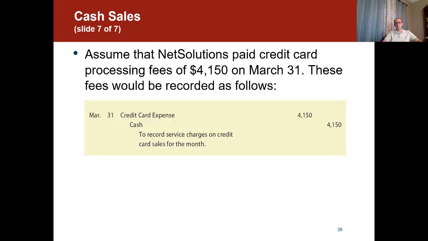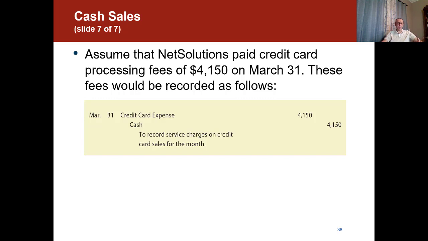Assume that Net Solutions paid credit card processing fees of $4,150 on March 31st. And again, this is not just for the previous credit card transaction. Let's say that we have a bunch of credit card transactions, and these are the fees that we have to pay to the bank for the credit card processing. So these fees would be recorded using the following entry, where we simply debit credit card expense for the value that's provided for us, which is $4,150, and then we credit cash for $4,150.